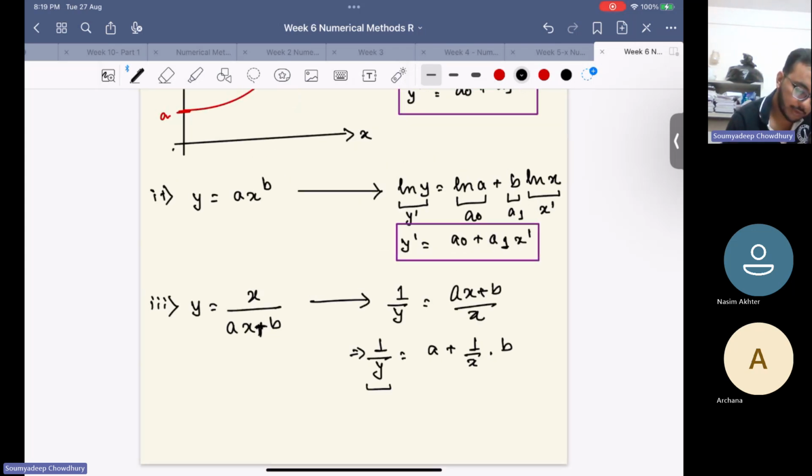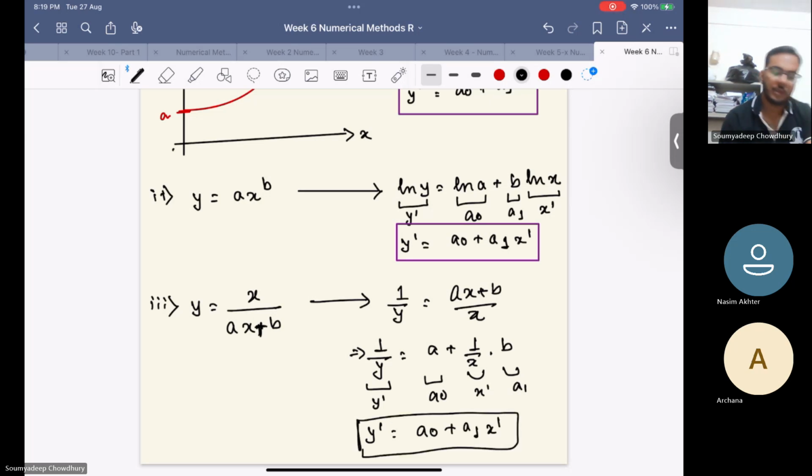So if I change this to y dash, this to a naught, this to a1, and this to x dash, this will be another linear equation. Just y dash will be 1 by y and x dash will be 1 by x. Is this concept clear, or should I explain it once again? Because this is very important. Yes, the concept is clear.